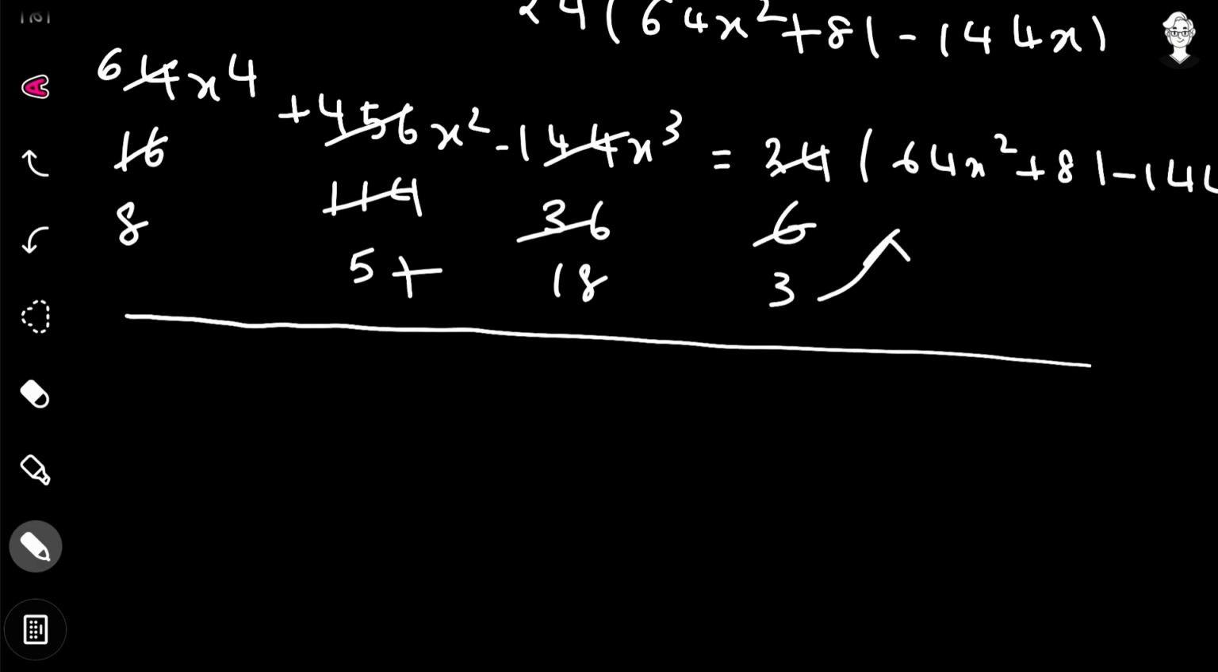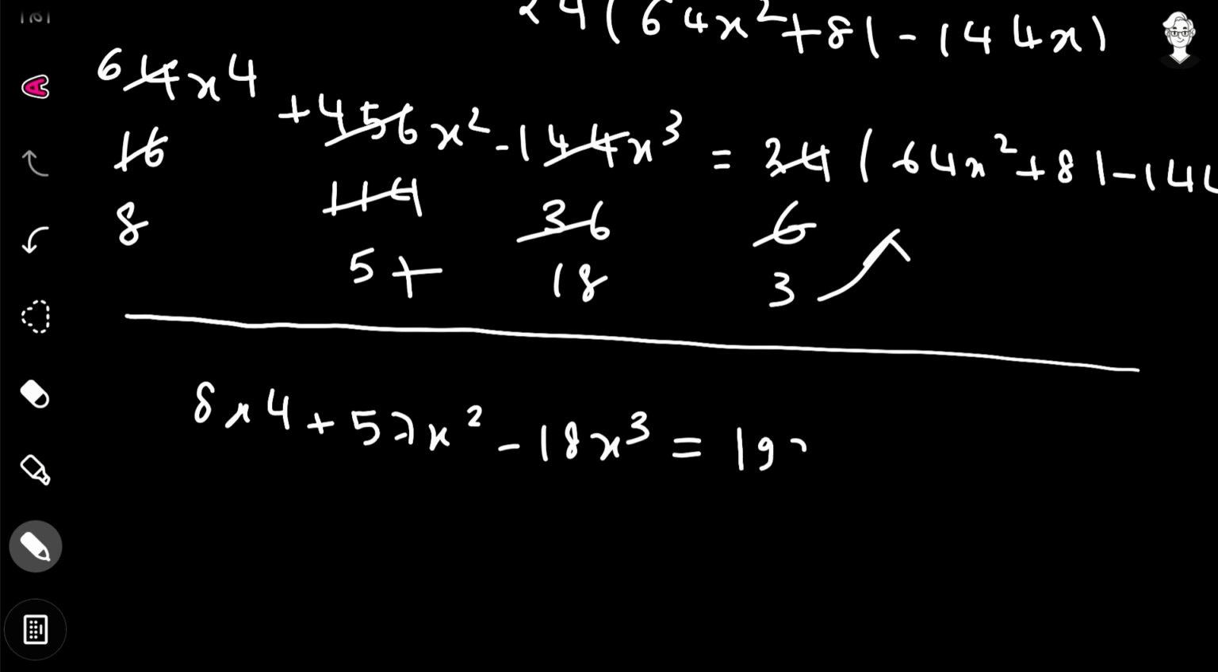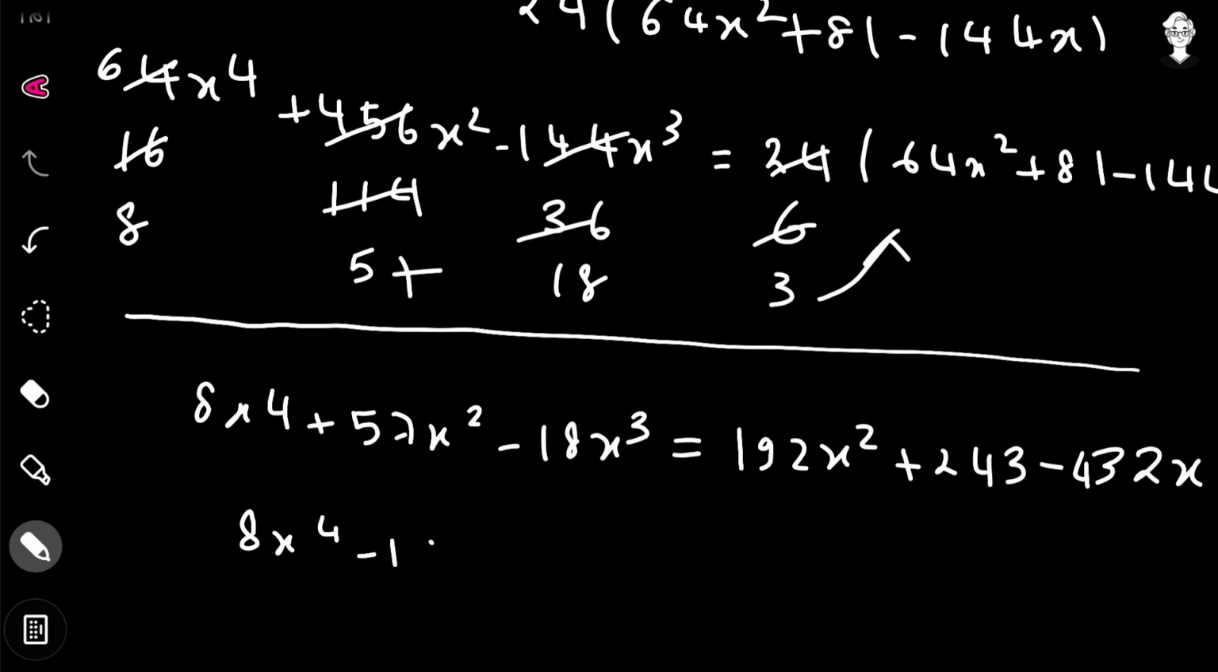So now we are going to have this particular thing, that 8x⁴ plus 57x² minus 18x³. Now opening the bracket with 3 on the right hand side. So 3 into 64 is 192 times x² plus 243 and minus 3 into 144, and it's going to be 432x. So now let us adjust the terms. I am planning to keep x in a decreasing order. So we will have 8x⁴ minus 18x³.